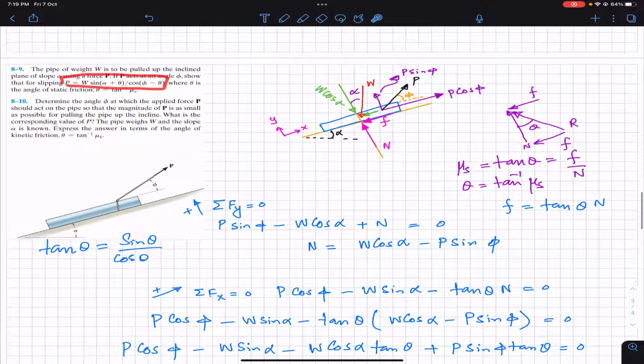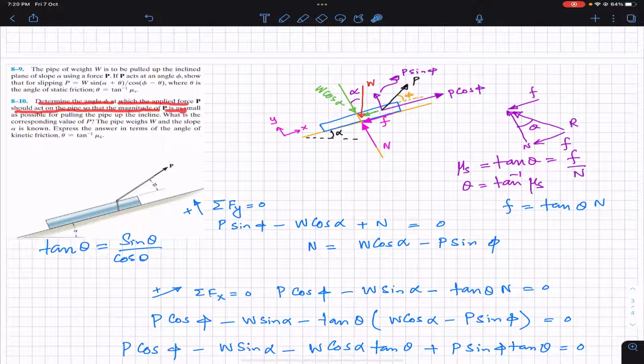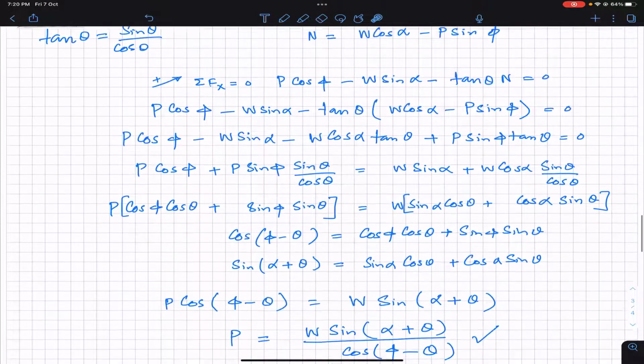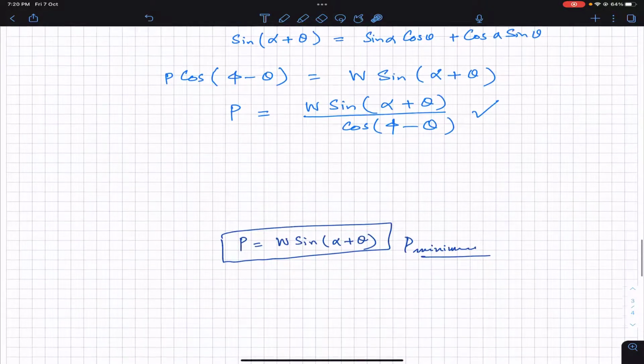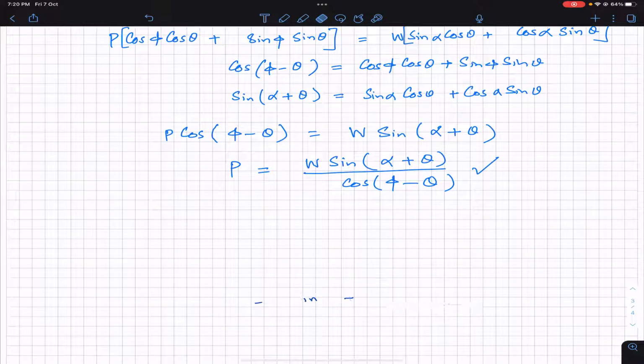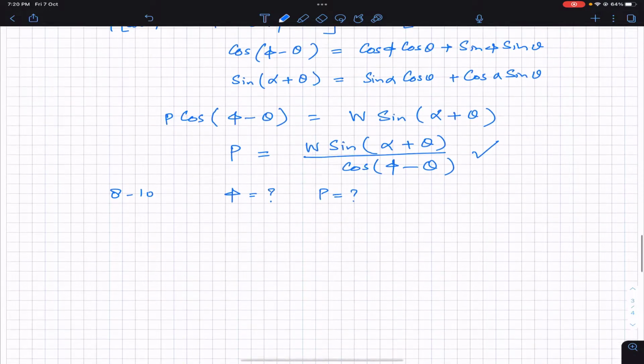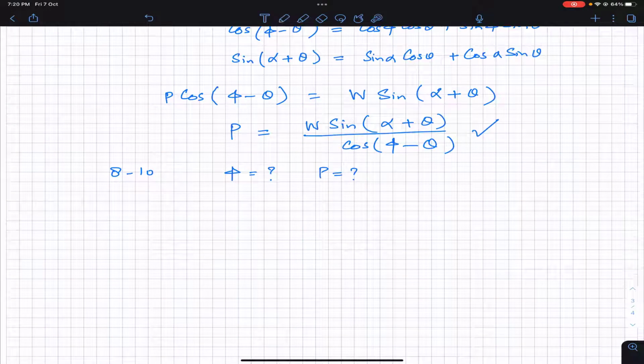Now in the next problem it is said that determine the angle φ at which the applied force P should act on the pipe so that the magnitude of P is as small as possible for pulling the pipe up the incline. What is the corresponding value of P? So now we have to find the φ value for the second problem, and then according to that φ we have to find the P value for problem 8-10. And we have to find this φ for minimum P.